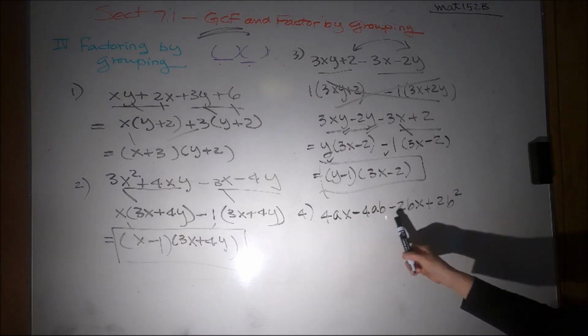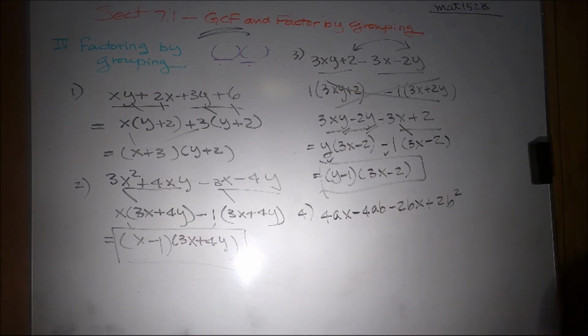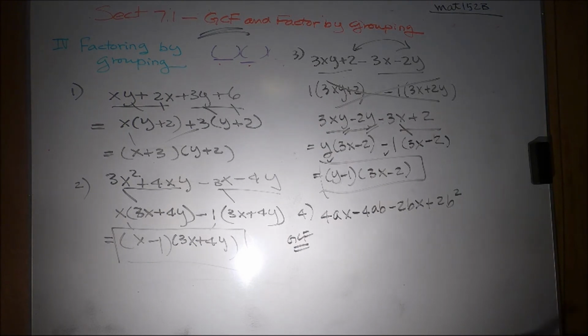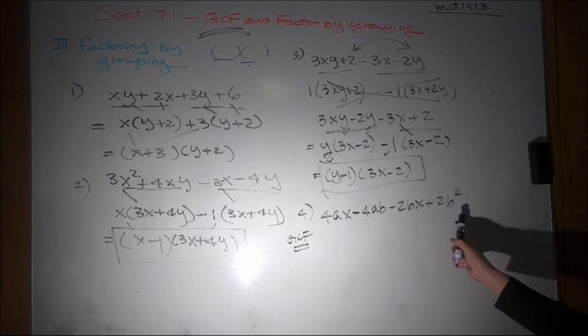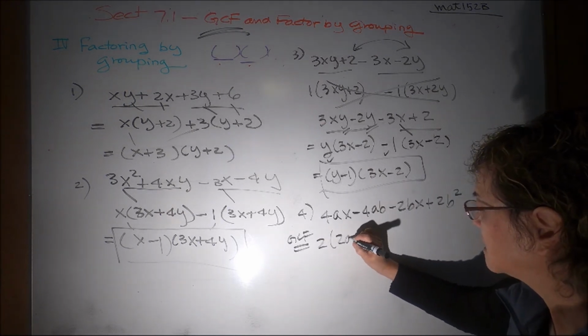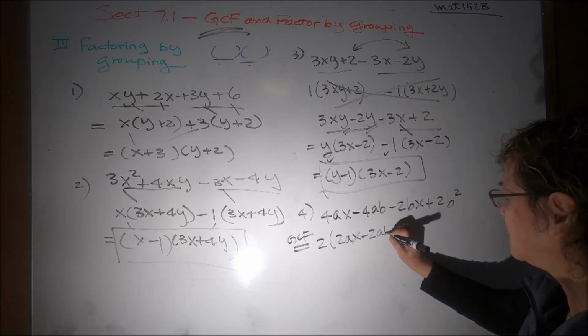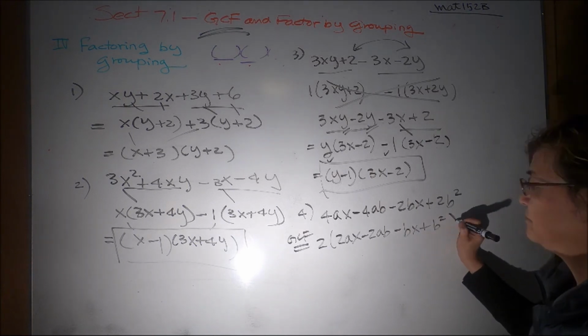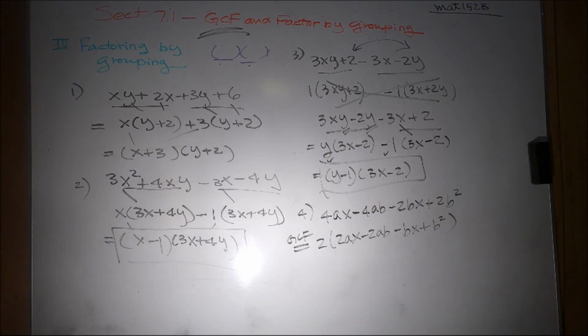So how many terms do we have here? 4 terms. But by looking at it, we have 4, 4, 2, 2. The numbers seem to have something in common. So we always take what? GCF out first. Make it simpler to deal with within the parentheses. So this, right? All have 2. So I take 2 out. So I have 2ax minus 2ab minus what? Right, bx plus b squared. Is that right? Take 2 out, right?